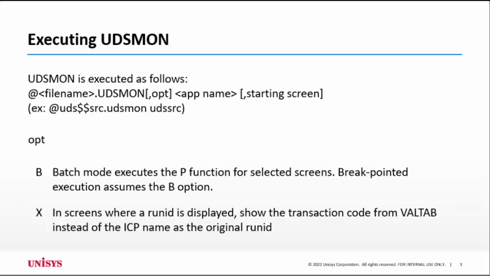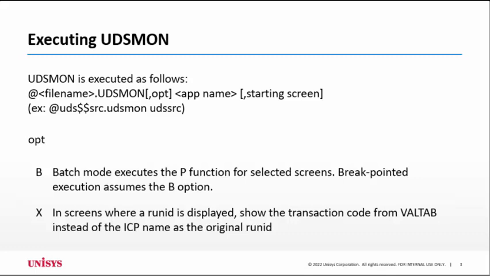You can specify the letter associated with a screen in the main menu on the UDSMON call. If you specify a screen letter in the call, UDSMON goes directly to that screen. If you do not specify a screen on the processor call, UDSMON displays the main menu.